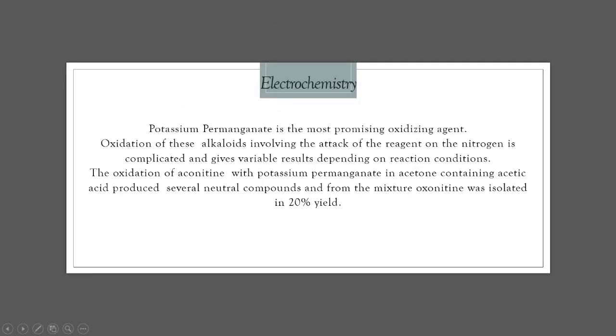And for the electrochemistry, the redox, potassium permanganate is the most promising oxidizing agent. The oxidation of these alkaloids involving this type of reagent and the nitrogen is complicated and gives variable results depending on reaction conditions. The oxidation of aconitine with potassium permanganate in acetone containing acetic acid produced several neutral compounds and formed a mixture. Oxonitine was isolated in 20% yield.